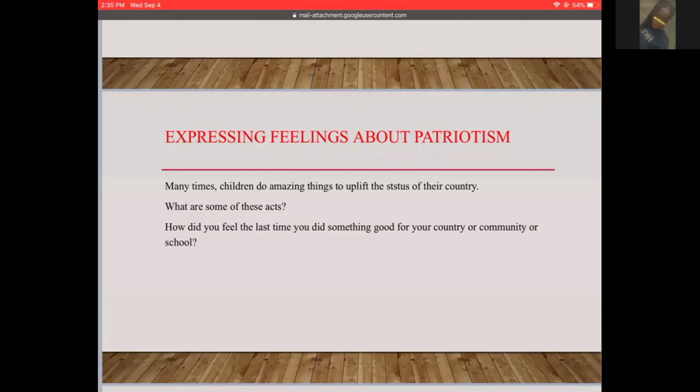Thank you, madam, for this opportunity. For me, the action that someone can do to uplift the status of their country is by engaging in athletics, like running, swimming.